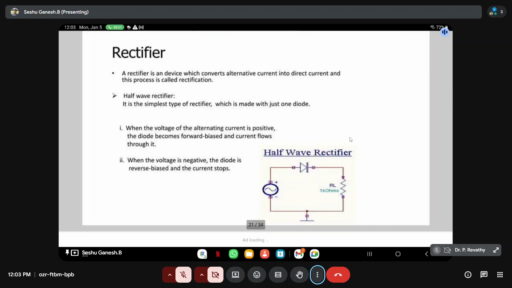Once we are thorough with the working principle, then we are going to derive the diode current equation. What is going to be the root mean square voltage? We are going to derive that part.